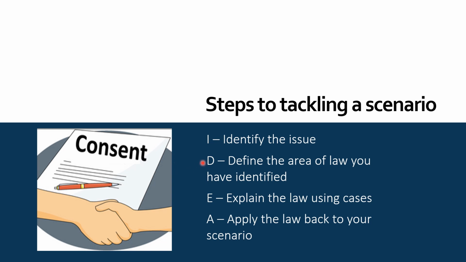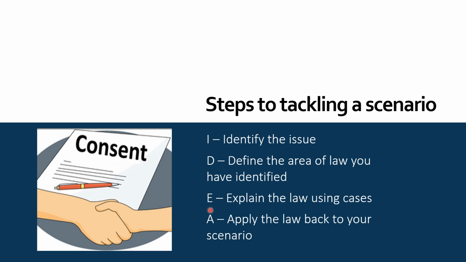You then need to define the area of law you have identified as being relevant. If it's an offence that you're applying, if you were applying GBH, for instance, you would define the actus reus and the mens rea of that offence. However, we're going to be applying a defence today, the defence of consent, so we will just give a definition of this defence. We then explain the law using key cases and principles. And then finally, we apply that law back to the scenario.